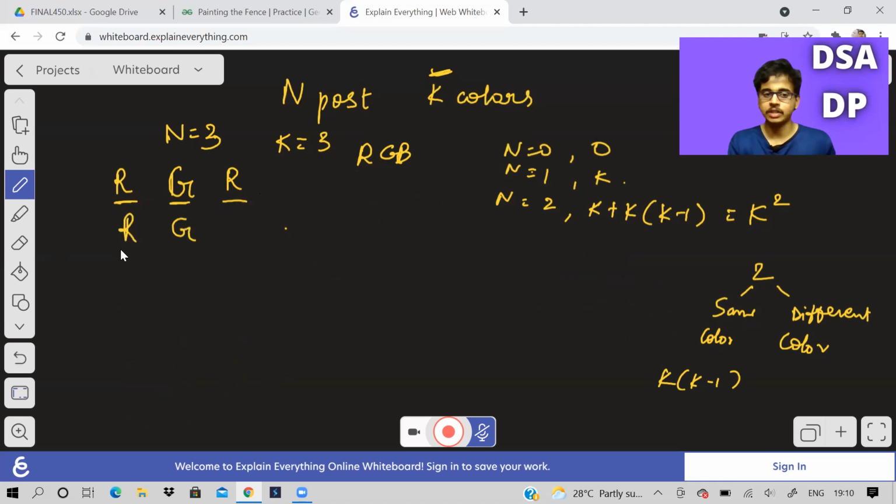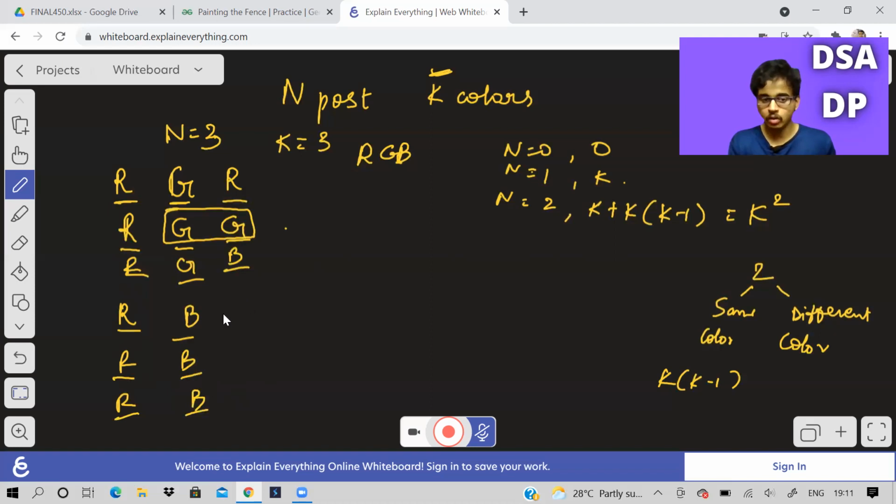So if I fix R and G, how many options do I have? Can I paint G here? Yeah, because at most 2 adjacent can be painted the same, so this is also valid. B is also valid. Similarly, if I now do R with B and fix these two, how many options do I have? Again, 3 options. If you observe carefully, I can paint B and B adjacent, that is allowed.